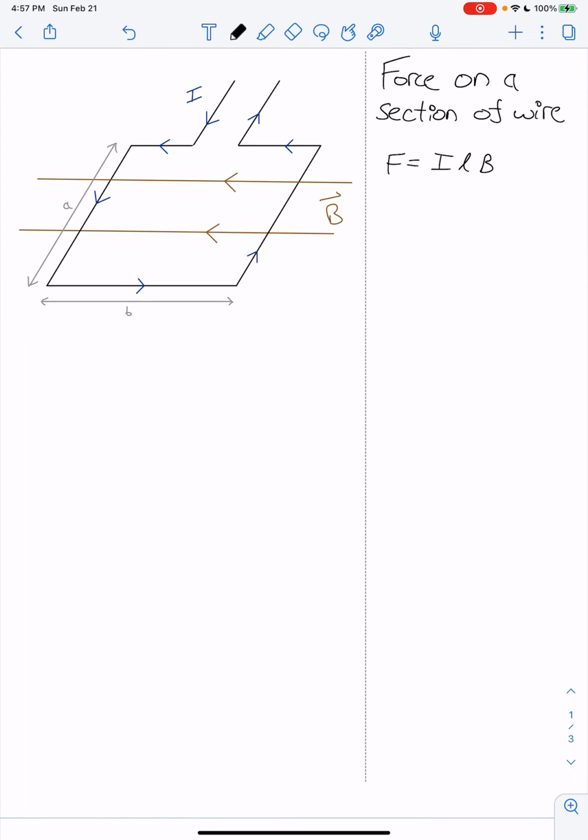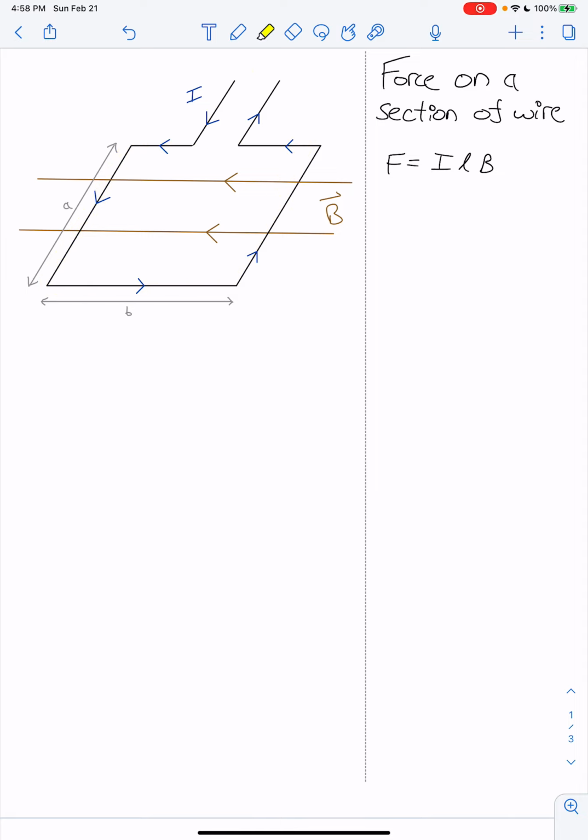Let's apply this idea that a magnetic field can apply a force on a section of wire with an electric current to something a little interesting, where we don't just have a wire, we have a loop of wire with current flowing around and back out.